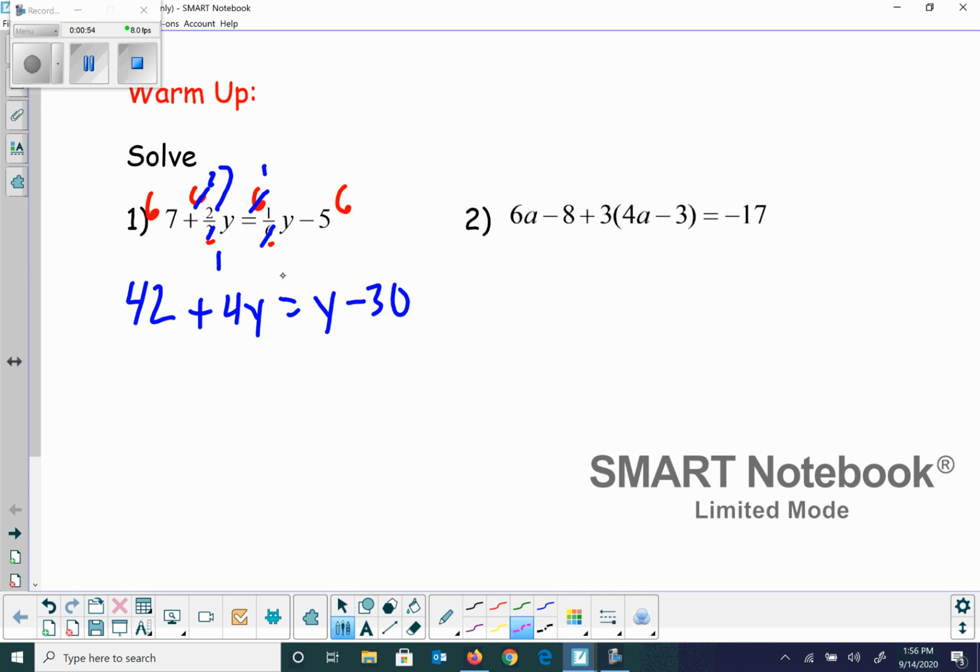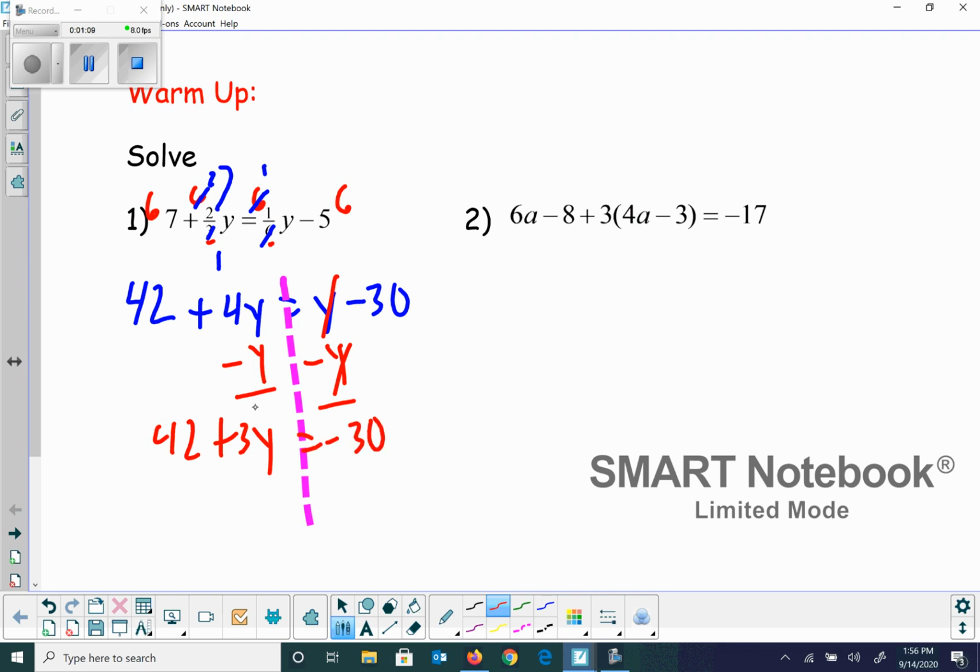And let's go ahead and do our little dotted line straight on down. And let's get y by itself. So I would choose to maybe subtract 4y from both, or y from both sides. You might have chosen a little bit different, but your answer should come out the same as mine. And that's equal to negative 30. Subtract 42, subtract 42. So those cancel, so I get 3y is equal to, what is that, negative 72.